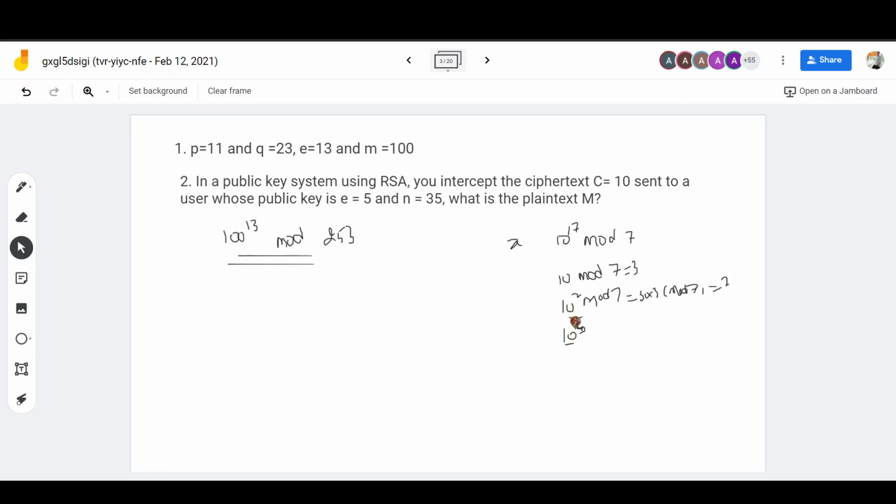10 to the power 6 mod 7 is equal to 8, meaning 2 into 2 into 2, 8 mod 7, that is going to be 1. So finally here 1 mod 7. So to the power 6, what is the next value going to be? 1. 10 to the power 12 is also going to be the same, 1 only. You need not worry about that.